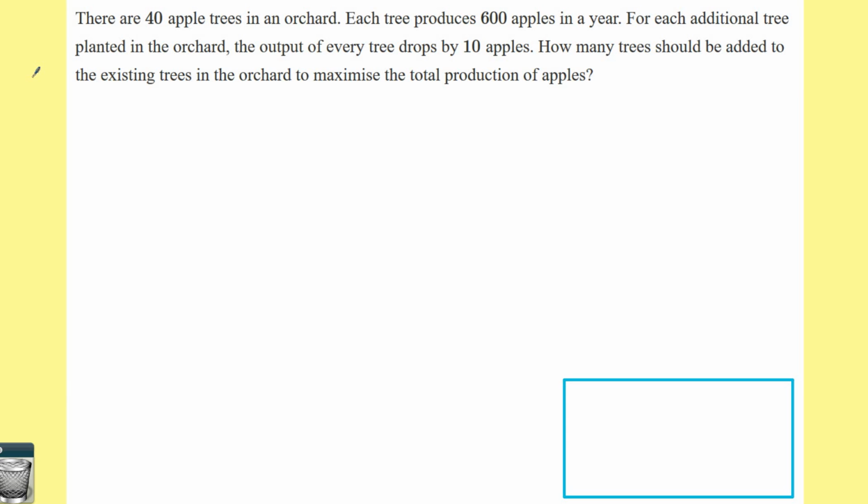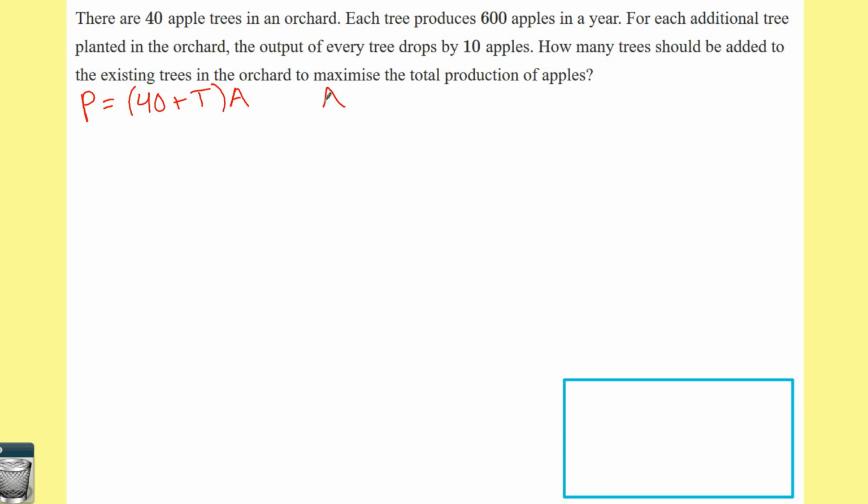So you have the production of your orchard. Okay, I don't like to use O. So you have your production on your orchard. You're going to have 40 trees plus however many you decide to add, so plus each additional tree, all right, times the number of apples on a tree. Okay, so that's your orchard. Has 40 trees plus however many you plant times however many apples are on each tree.